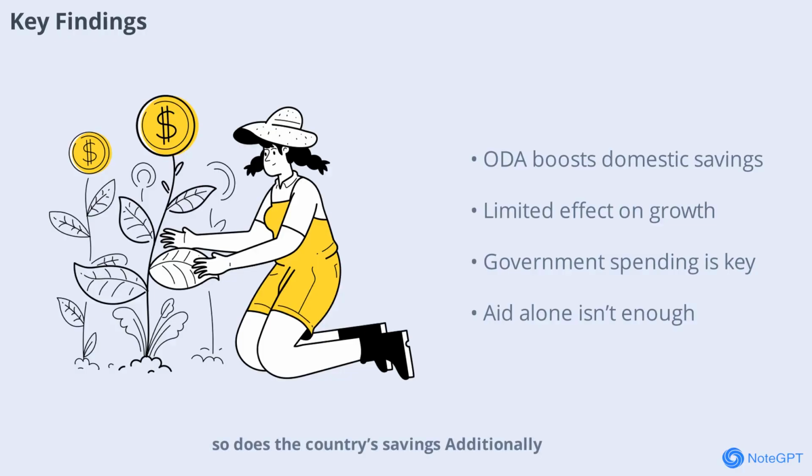Additionally, government spending is found to be the most influential factor in driving economic growth. In summary, ODA plays a bigger role in increasing domestic savings than in directly stimulating economic growth. These results suggest that while ODA is helpful, its impact on growth is limited by other factors.